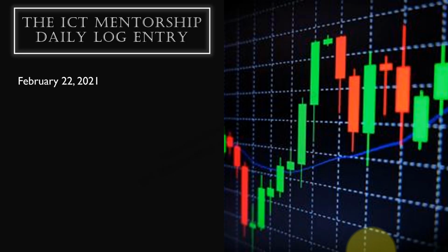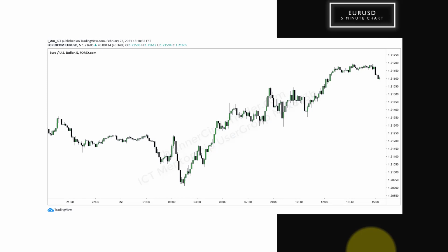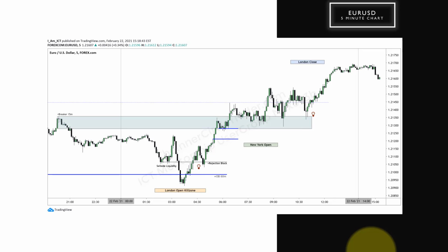This is the daily log entry for February 22nd, 2021. Okay, we're looking at the euro dollar. This is our 5-minute chart. Okay, so this is the 5-minute chart.